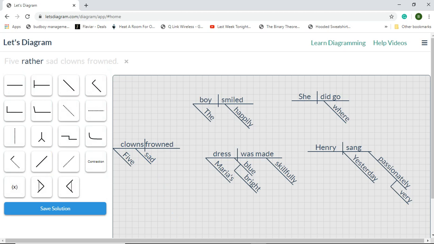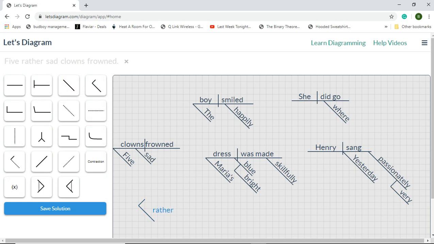So I figured out a trick. If I do it down here, we won't have that problem. And then the adverb of the sentence is rather. Okay? How did the clowns frown? They were rather sad. So how sad? Rather sad. Okay? And rather answers the question how.